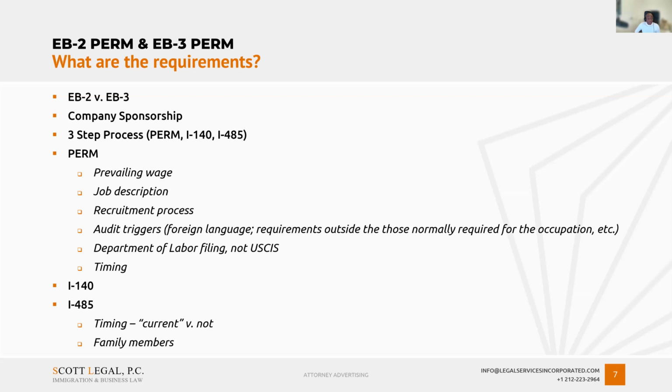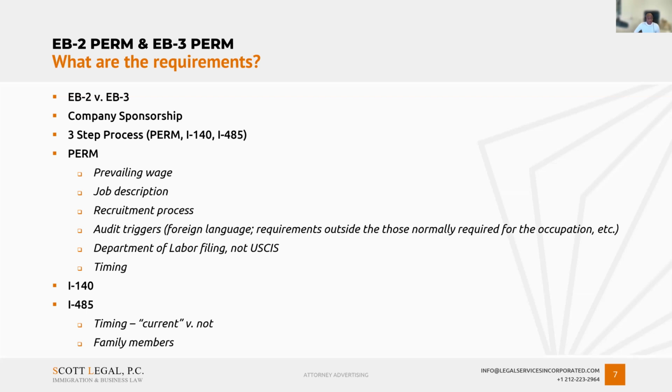And really what they're trying to do here is show that there are no qualified U.S. workers to take the position. That's going to be the overriding criterion for being able to get either EB2 or EB3. And keep in mind, you still have to meet the EB2 threshold criteria if you are applying under EB2 as a professional.